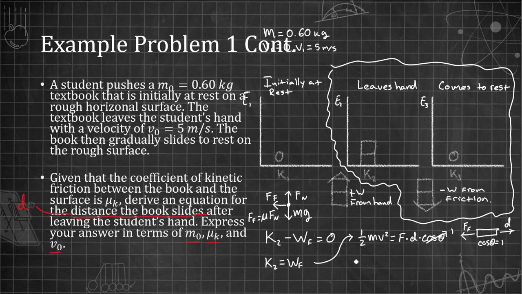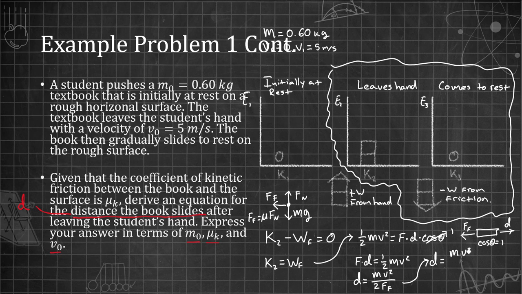Now, starting from this equation, 1/2 mv squared equals force times distance. All we need to do is rearrange this equation for the distance that the object moves. So we're going to get distance is going to equal mv squared over 2 times the force, but we're not allowed to have force in our final equation. We can have m, we can have v naught, but the variable F is not allowed here.